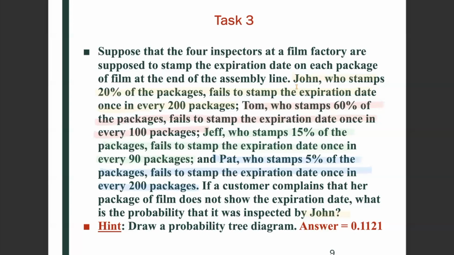So here I've color coded that what's highlighted in yellow pertains to John. What's highlighted in this reddish color pertains to Tom. Green is Jeff, and blue is Pat. Just to kind of signal to me and keep that information straight.